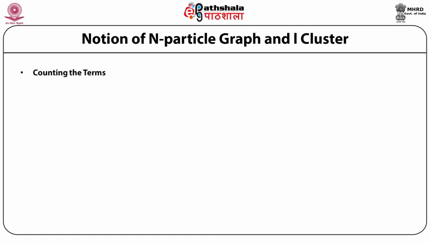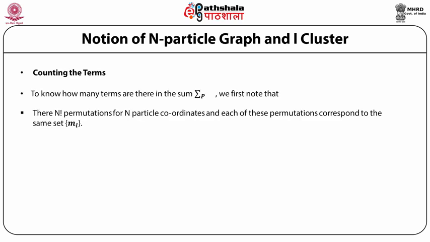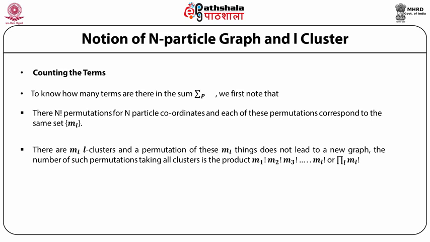To know how many terms are there in the sum over P, we first note that there are n factorial permutations for n particle coordinates, and each of these permutations corresponds to the same set m_l. There are m_l l-clusters, and a permutation of these m_l things doesn't lead to a new graph. The number of such permutations taking all clusters is the product m1 factorial, m2 factorial, m3 factorial and so on up to m_l factorial, or a product over l of m_l factorial.